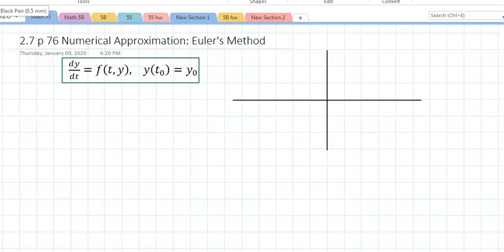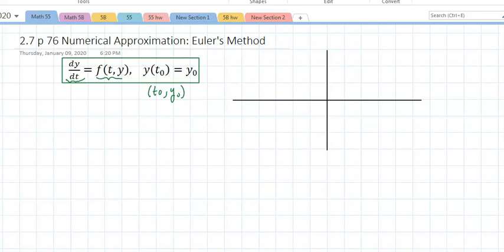Section 2.7 is on page 76, talks about numerical approximation and Euler's method. So, dy/dt equals f of t, y. What we're doing here is taking this function and setting it to be the derivative, with initial conditions saying when t equals 0, y equals 0, or t sub 0 equals y sub 0, depending on the value, of course.